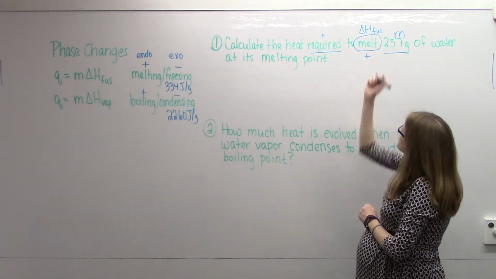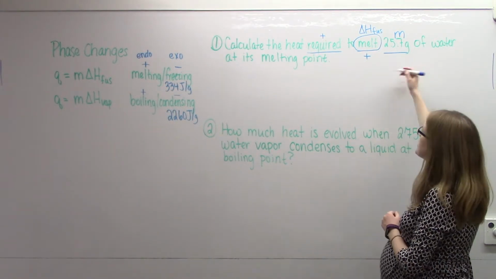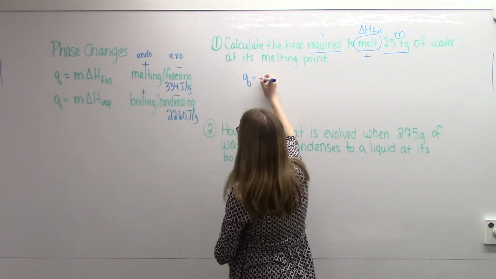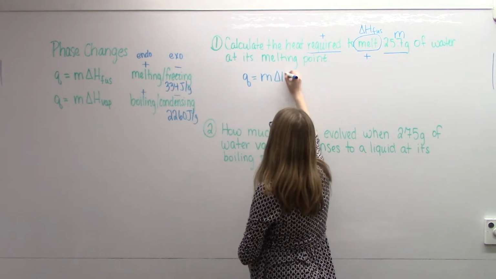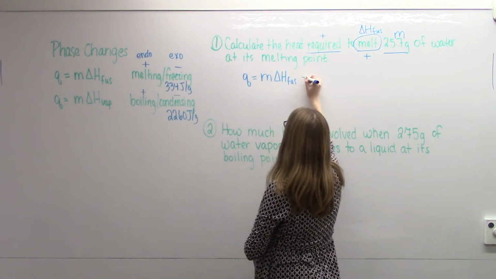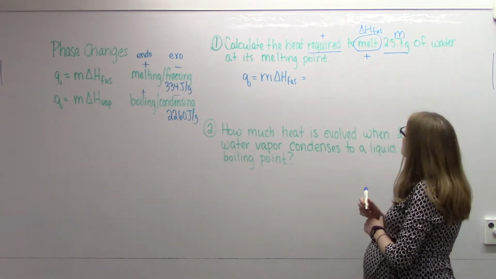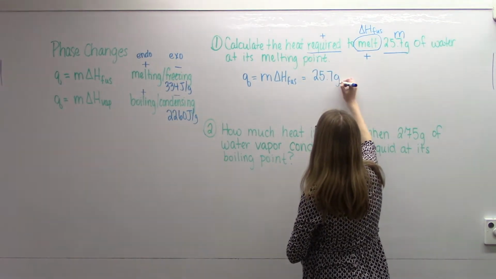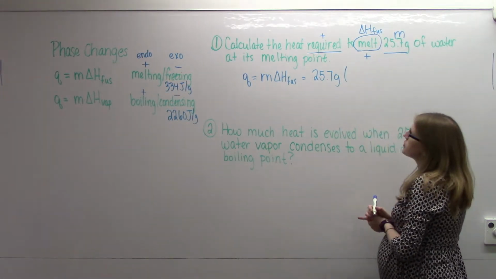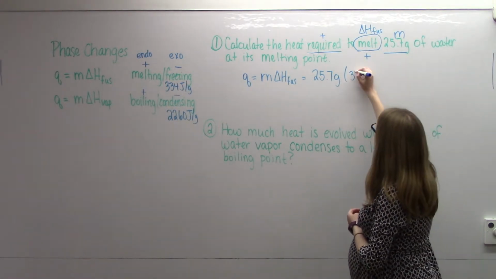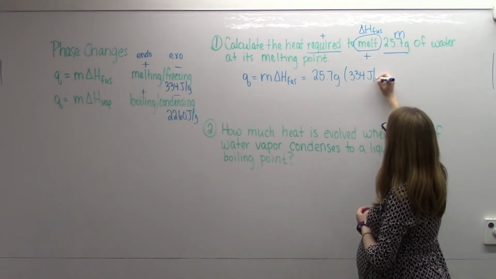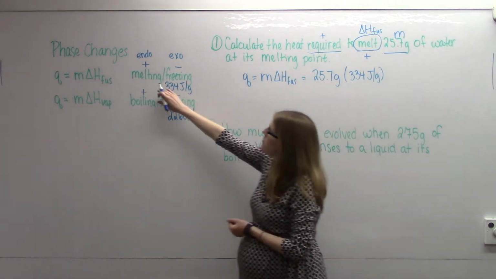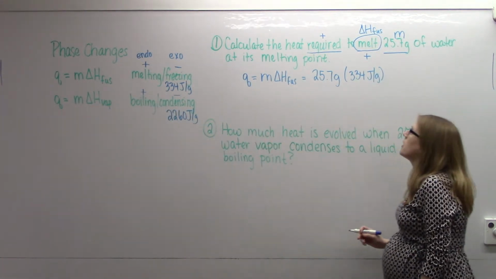We're going to have to use the delta H of fusion, and there's our mass, and we're looking at water here. So Q, our formula, Q equals mass times delta H of fusion, okay? Now, mass is 25.7, okay? And then delta H of fusion for water is 334 joules per gram. We have decided that that needs to be a positive number because we're melting the substance.